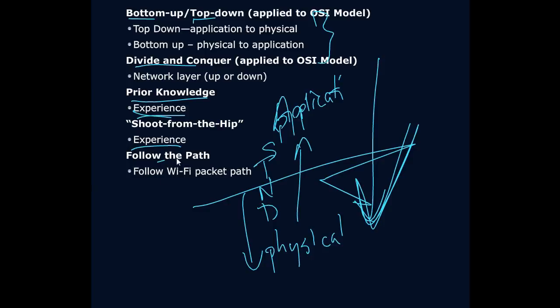So follow the path. This is another way I like to do things. Follow the packet path to make sure it's getting to its location. So oftentimes I will ping different nodes in the path of the packet to make sure I'm getting to different locations in my environment. So follow the packet path to make sure that you have connectivity. Find out where the issue is.